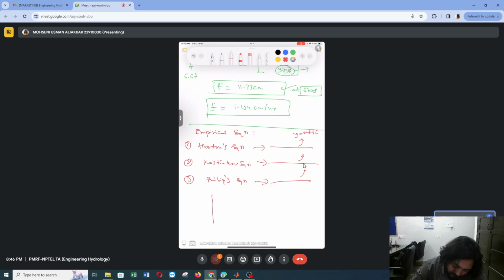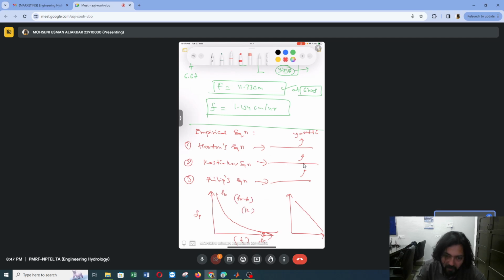If you look at Horton's equation, the curve is something like that, right? The parameter here is infiltration rate, this is the value of f0, that is the initial value. Now this is the value of fc, this is time. So what we are going to do is convert this graph into the equation of a straight line, so that we can get the value of the unknowns, that is fc and k, in a simplified form.